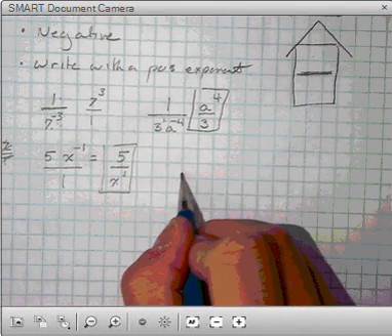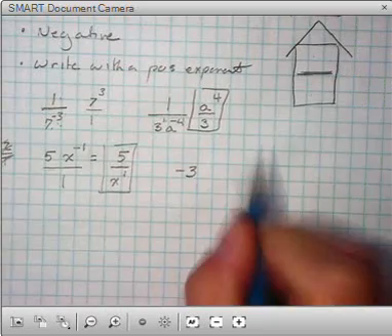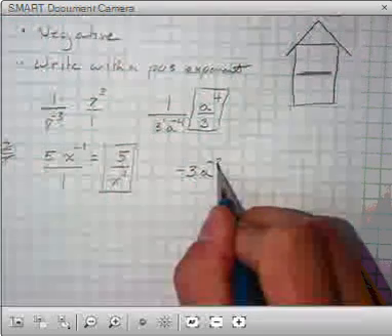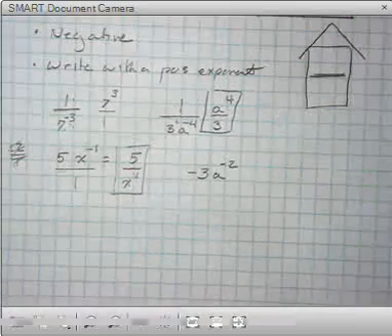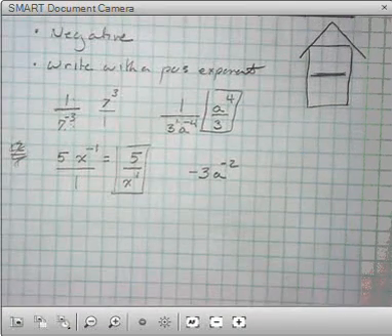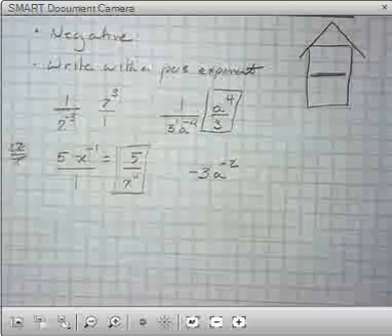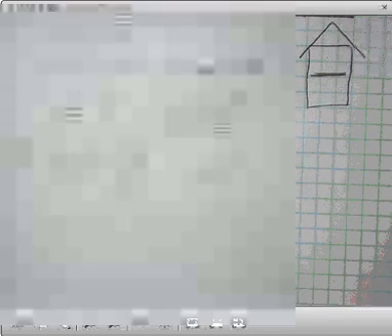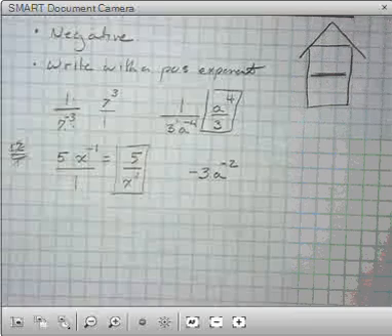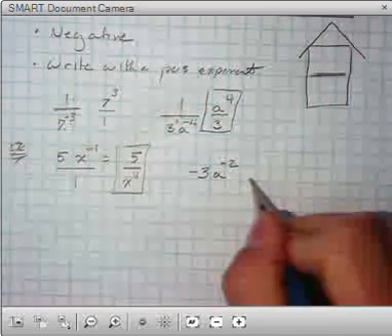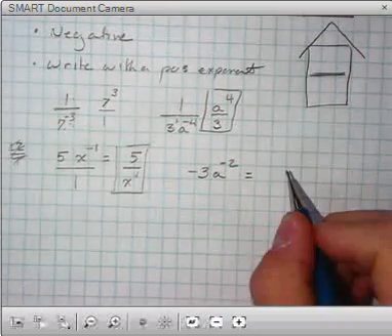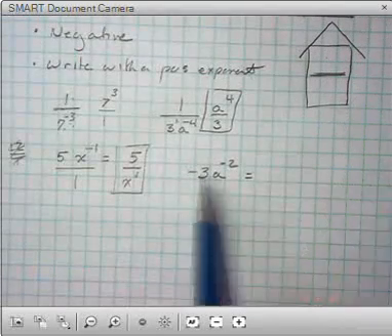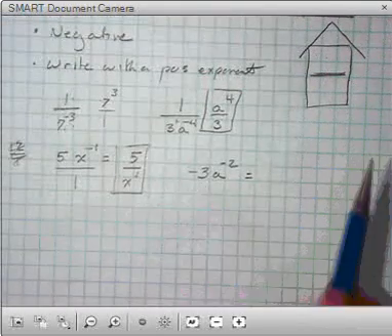Let's try one more like this. Negative 3a to the negative 2. Write that using positive exponents. Anybody think you got it? Alexis? I said 1 over 3a. 1 over? Now, why would you say 1 over?